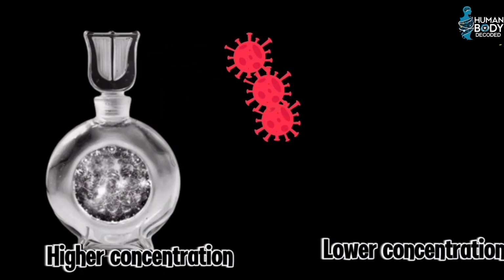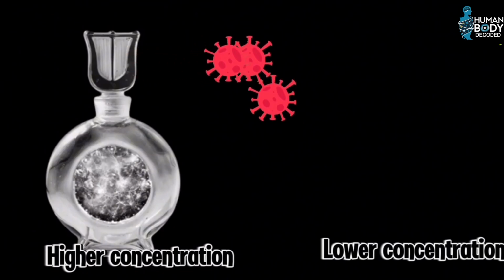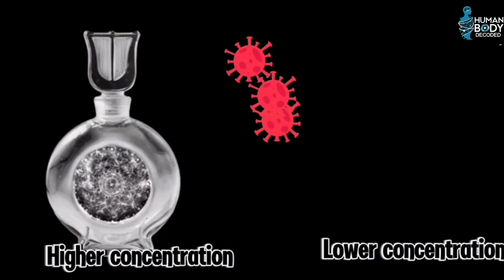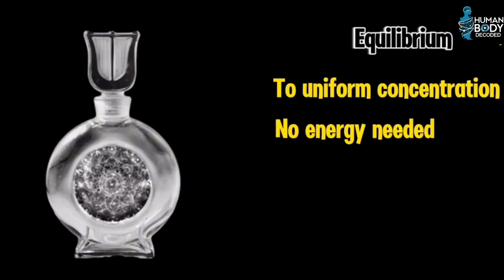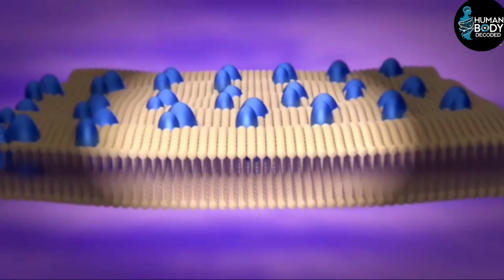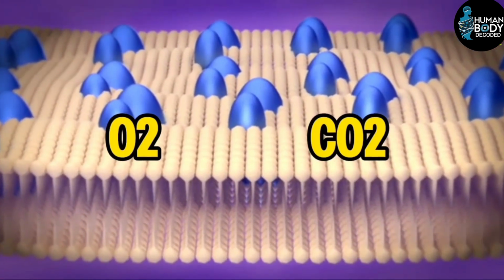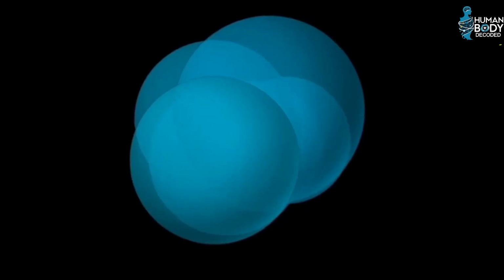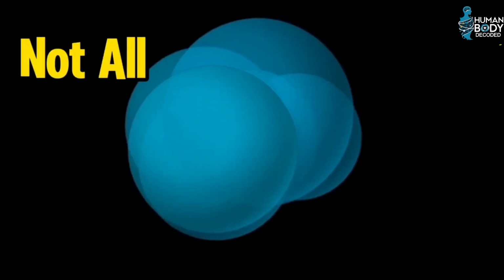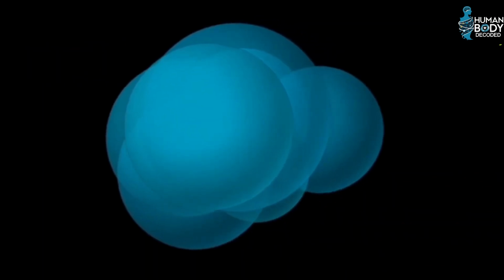That's diffusion in action. The key thing to remember is that diffusion is driven by the concentration gradient. Substances move spontaneously down the gradient, trying to reach an equilibrium where the concentration is uniform. No energy is needed for this process. Simple diffusion works for small nonpolar molecules like oxygen or carbon dioxide. These molecules can easily pass through the lipid bilayer of the cell membrane. But not all substances can move this easily. That's where facilitated diffusion comes in. Let's move on to that next.